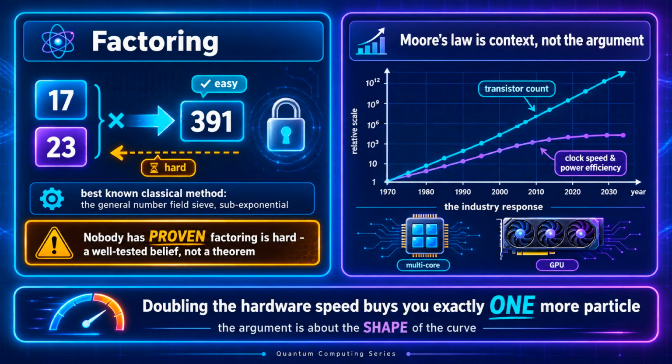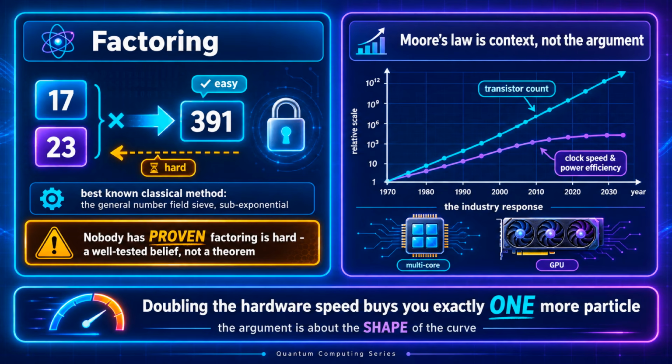A second hard problem comes from cryptography. Multiplying two large primes is fast, but recovering those primes from the product is, as far as we know, hard. The best-known general classical method is the general number field sieve, and public key systems such as RSA rest on exactly that asymmetry. Note the hedge on the left. Nobody has proven that factoring is hard. It is a well-tested belief, not a theorem.